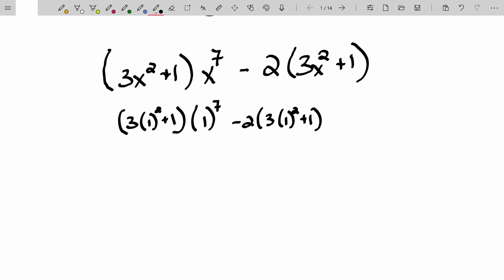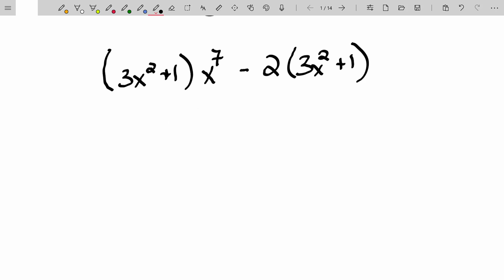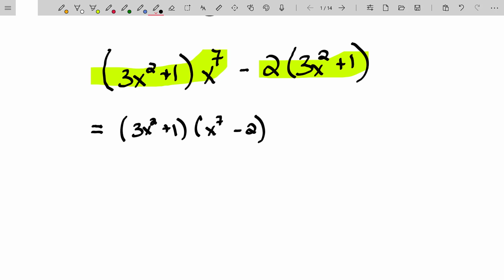But if you pre-work the problem and just do a little bit of handiwork beforehand and notice each of these terms here and here have a 3x squared plus 1 in common, you could say the following objects have 3x squared plus 1 in common. The objects are x to the 7th and a negative 2. And now evaluating this at 1 would be 3 times 1 plus 1 times 1 minus 2.